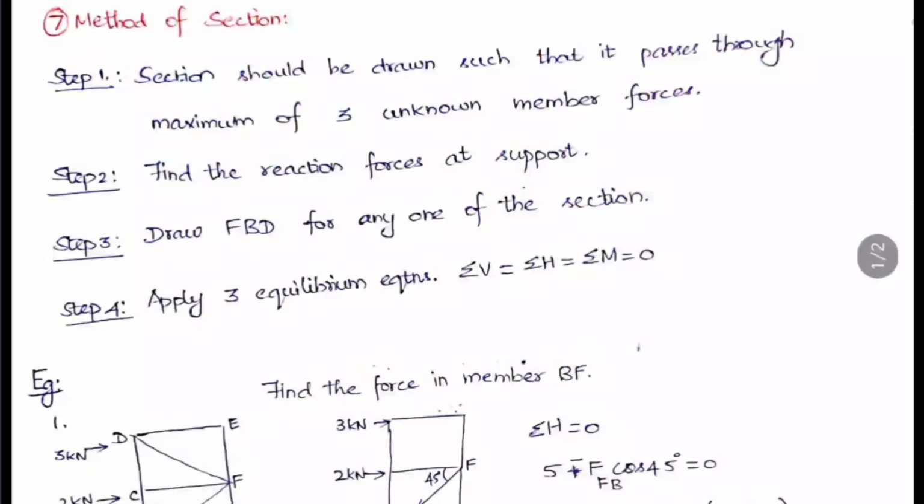And step 3 is we have to draw the free body diagram of that section, that is either left of that section or right of that section. If you are drawing a section horizontally, it means either the upper part of that section or the lower part of that section.